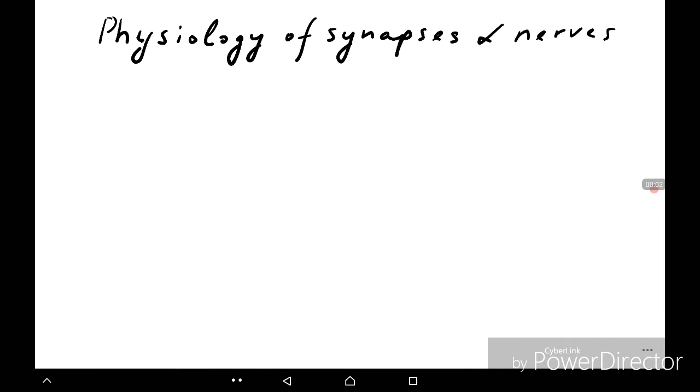Physiology of synapses and nerves. Synapses are the contacts between excitable cells, between excitable structures, where excitation may pass from one cell to another cell. So, therefore, we may distinguish the synapses that may be called neuromuscular synapses between the nerve and the muscle.